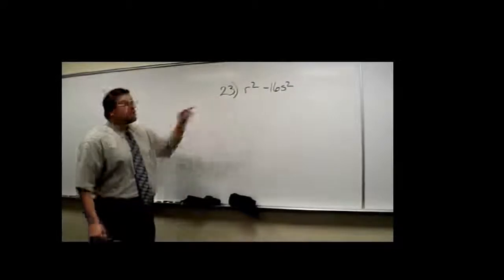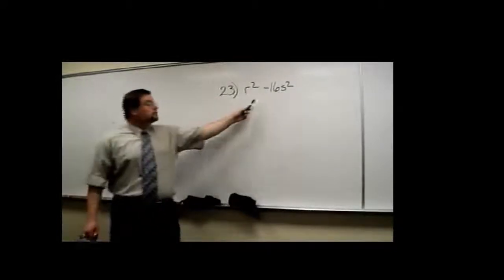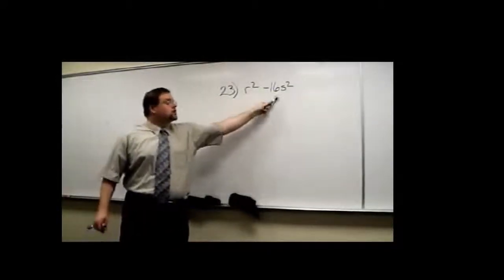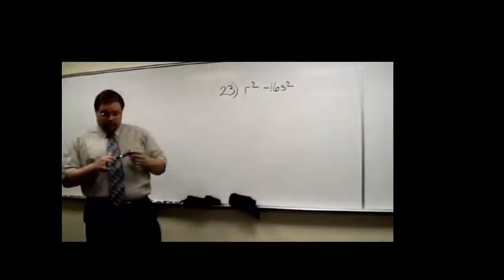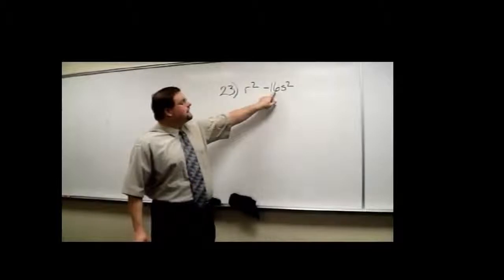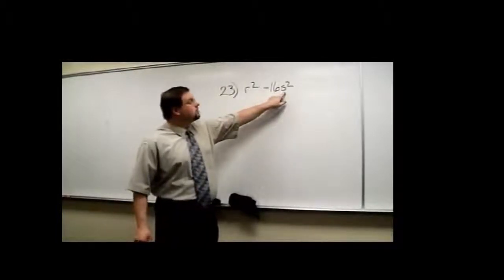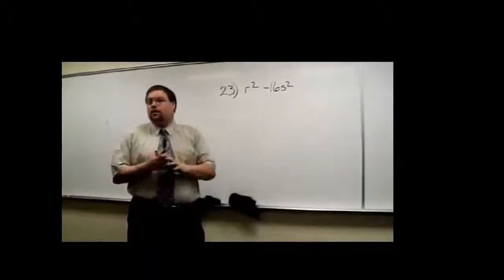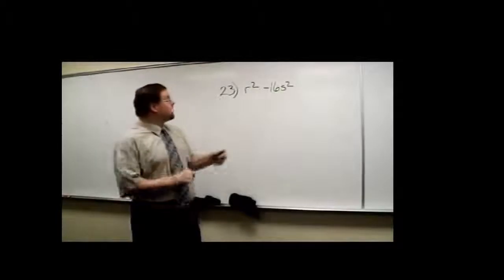This is number 23 in your packet. This is factoring, but this is a difference of squares. How do I know this is a difference of squares? Well, difference means subtract, so I see the minus sign there. 16 is a perfect square, and r squared and s squared are perfect squares. So this one is one of the easier types of factoring.